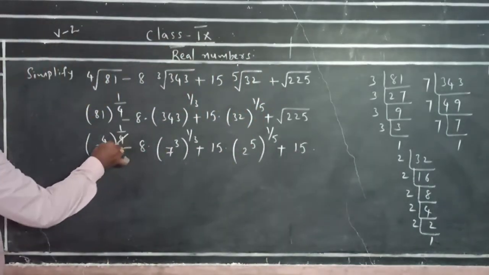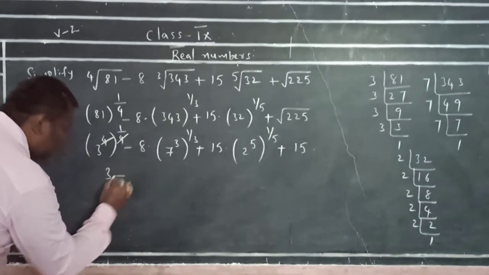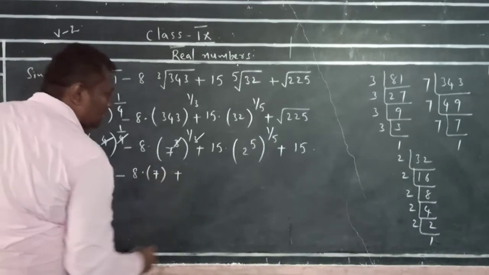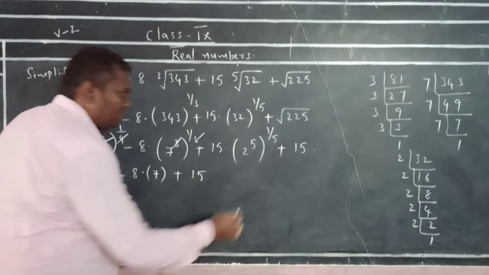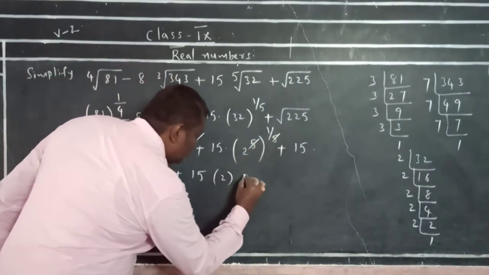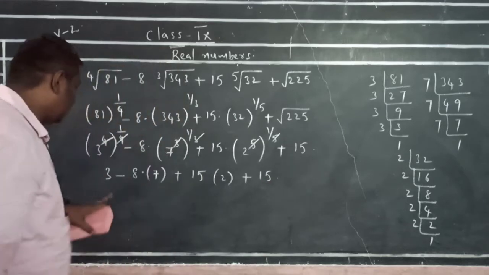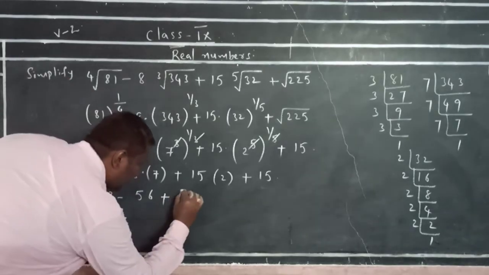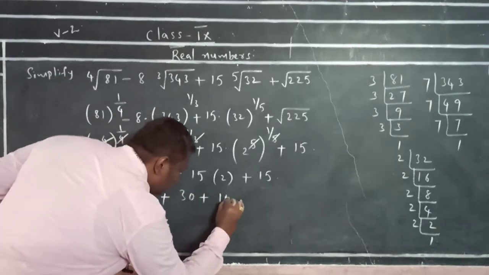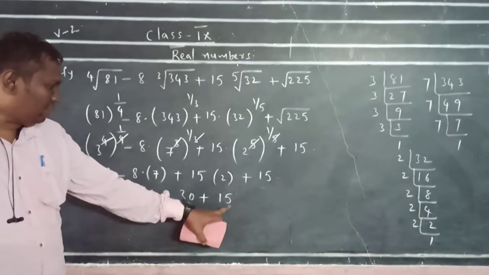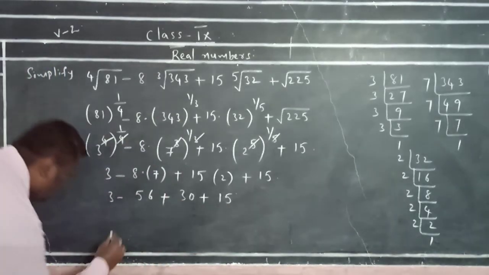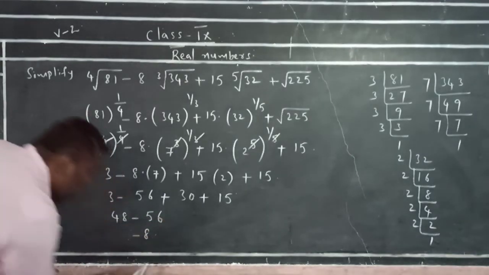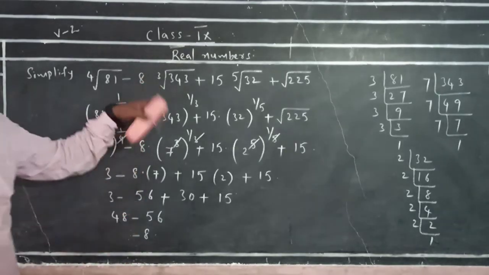Okay, here 4 and 4 cancel. 3 minus 8 into, here 3 and 3 cancel, 7 is there, plus 15. Here 5 and 5 cancel, 2, plus 15. Okay, 3 minus 8 times 7 is 56, plus 30, plus 15. Okay, 30 and 15 is 45. 45 plus 3 is 48. 48 minus 56 is minus 8. Okay, understand? Like this you have to do.